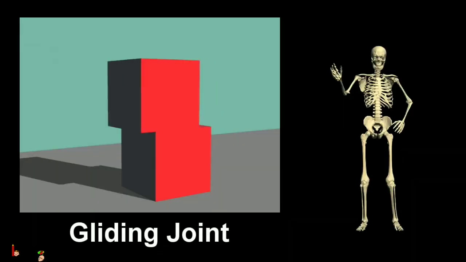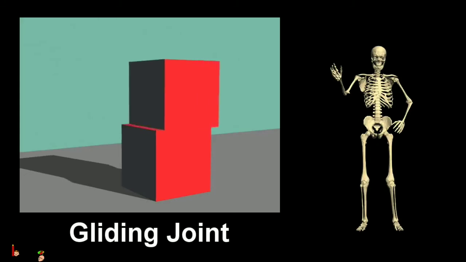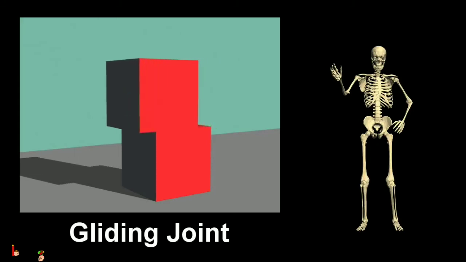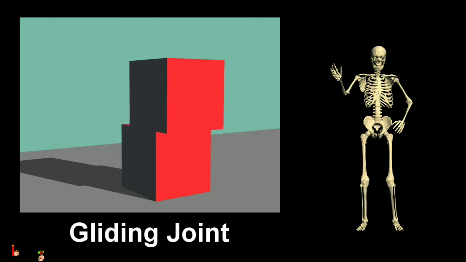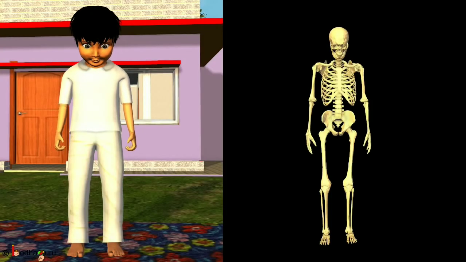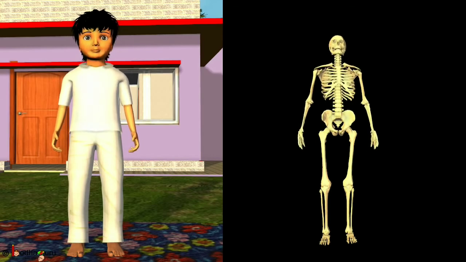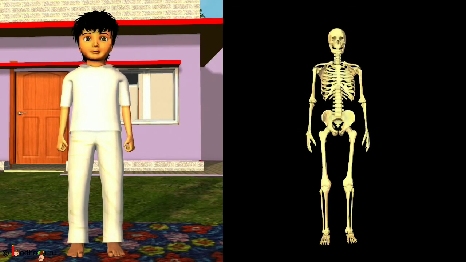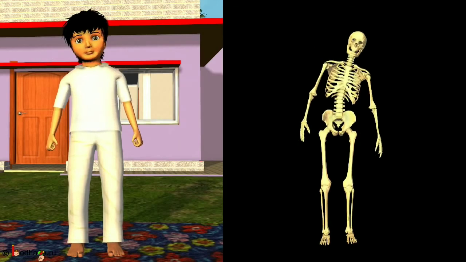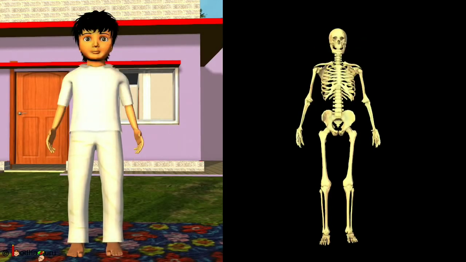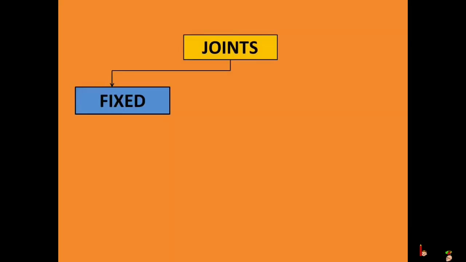The bones can only slide over each other. Examples are wrist and ankle joints. Now here you can see they glide over each other. Okay, observe the video. So due to sliding movements of the vertebrae, we can bend sideways and also forward and backward. See the movement of our ankles and shoulder. This is because of gliding joint.